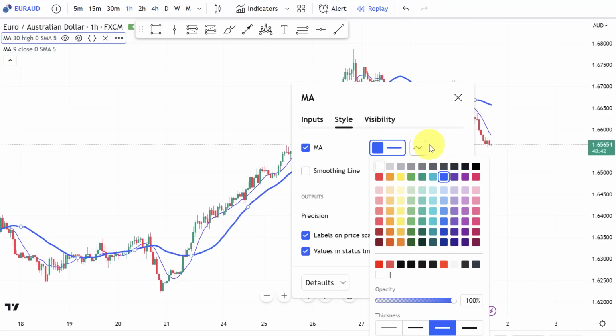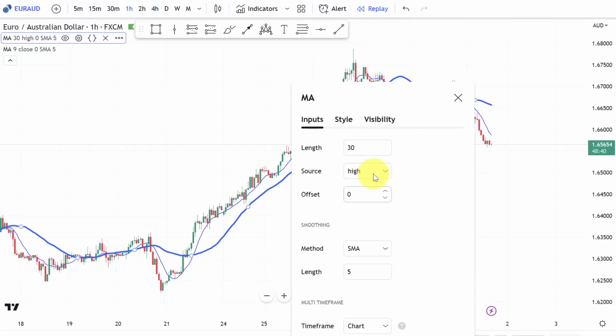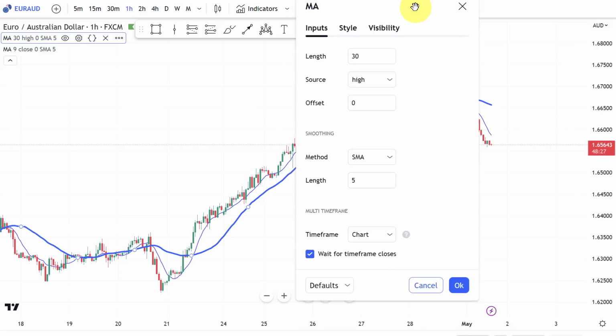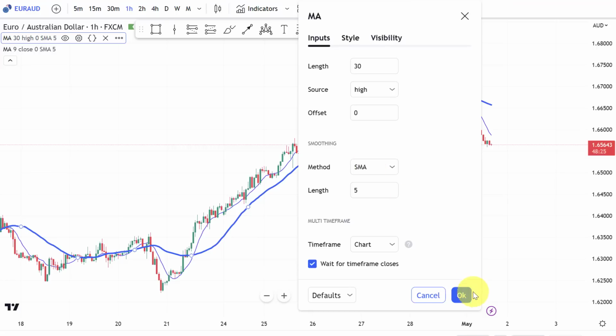I make it a little bit thicker here so it stands out. And now we have the 30 SMA applied to the high. So this is one thing. Then I just click on OK. Here you can see nothing is hiding, SMA.